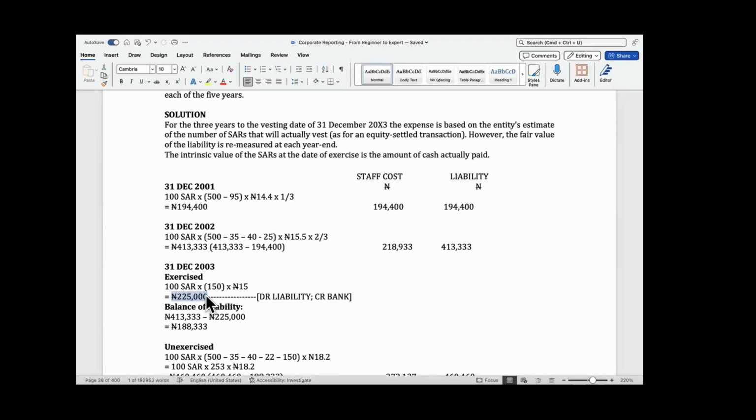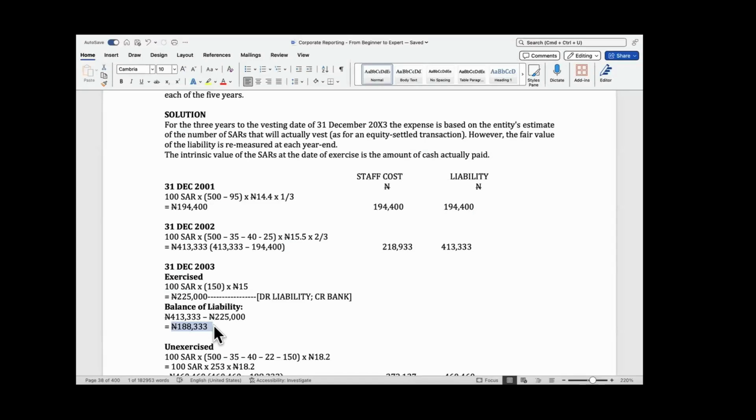That means that out of this liability in year 2 of 413, we are going to pay off 225,000. That means we will need to reduce our liability by debiting it, and we credit cash. When you do that, your liability will reduce by 225,000. That means the balance in our liability will now be 188,333 as a result of the exercise.